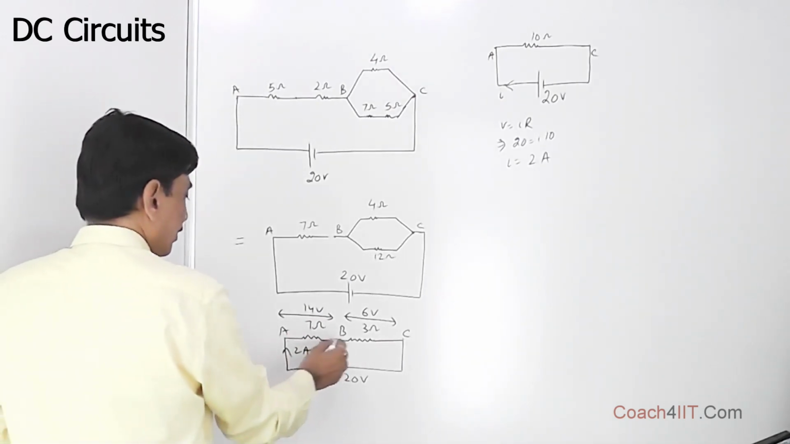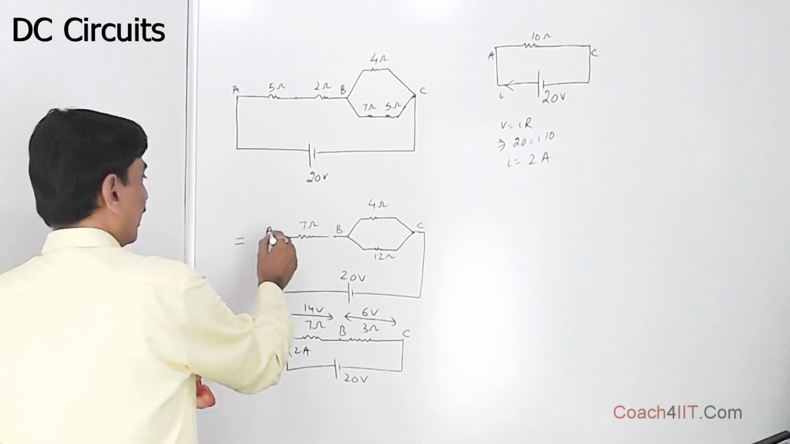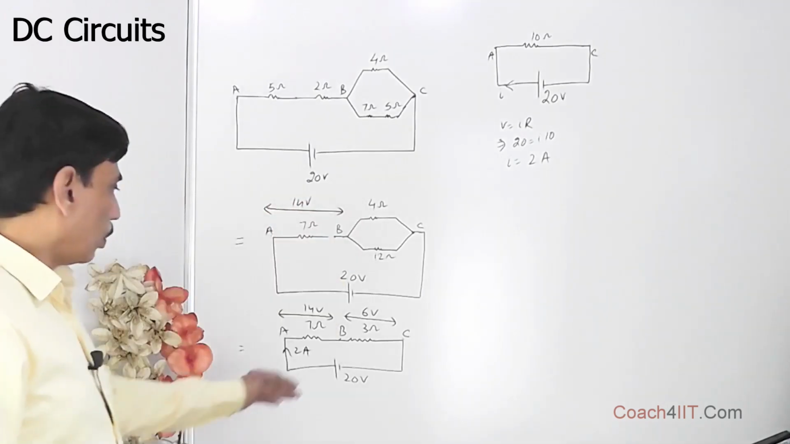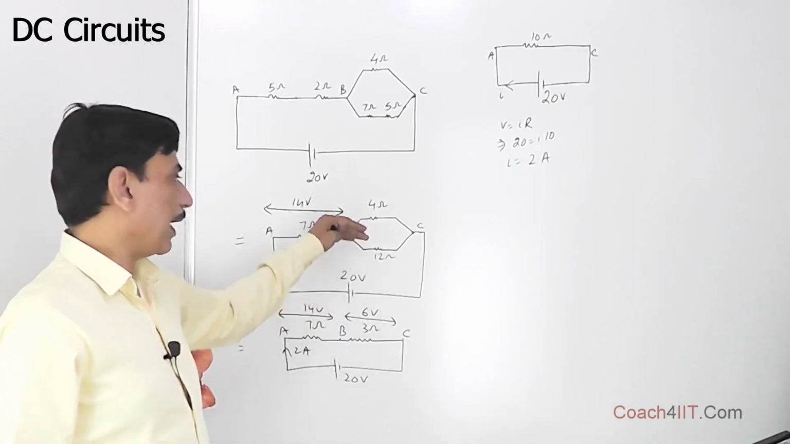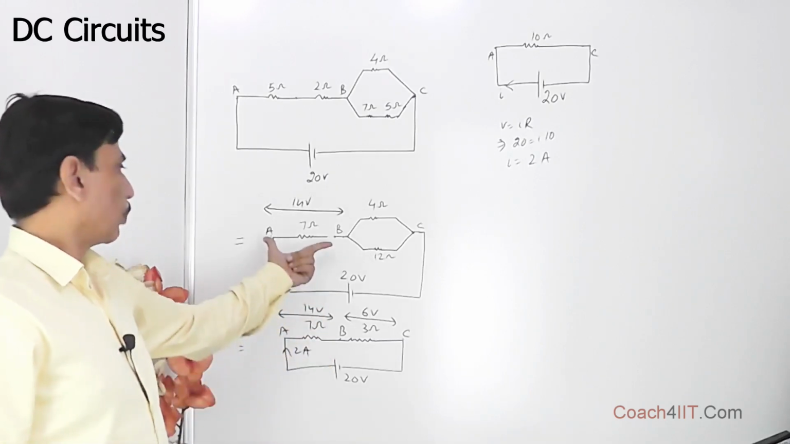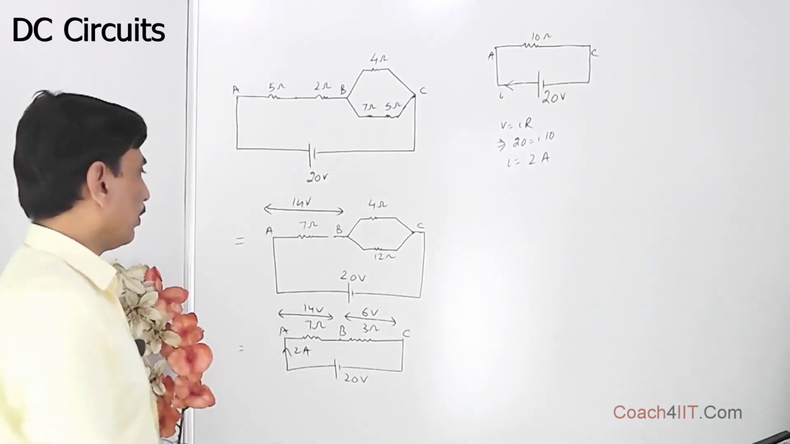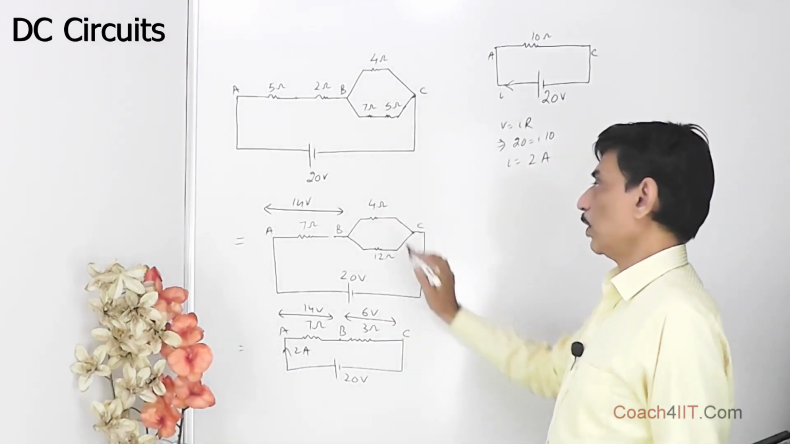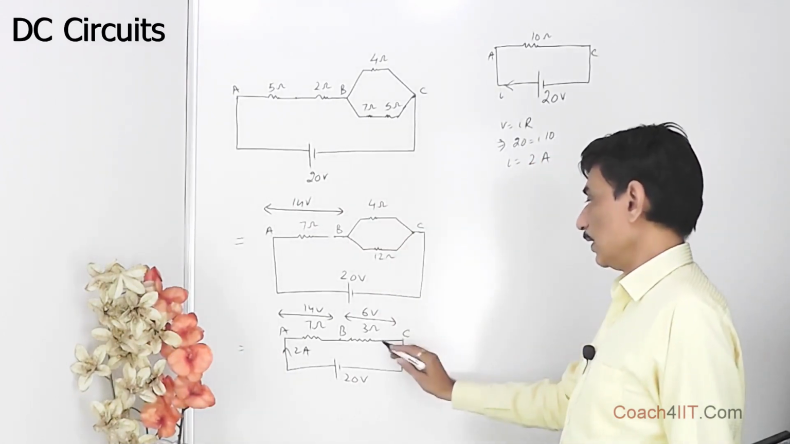Between A and B, the potential difference is 14 volt. Now we go one step backward, and there we find that between A and B the potential difference is 14 volt. Between B and C, the potential difference is 6 volt.